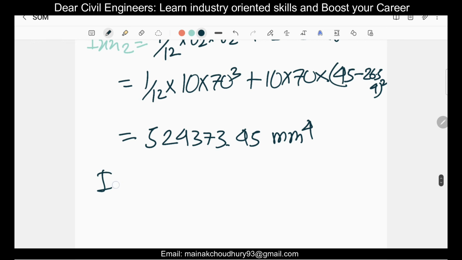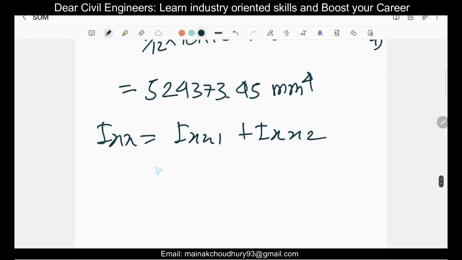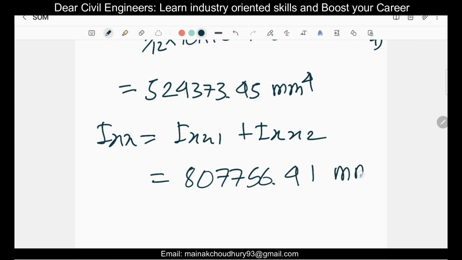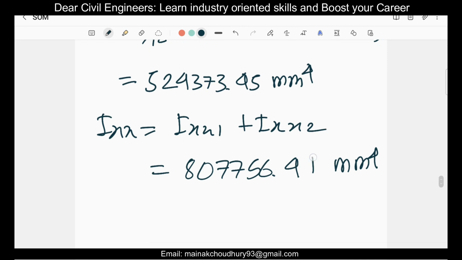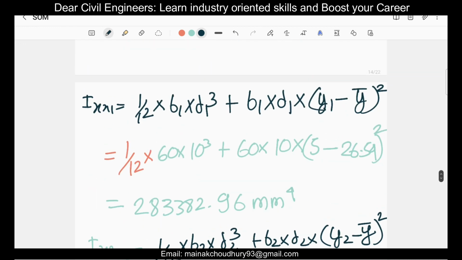So now Ixx, if you calculate, it will be Ixx1 plus Ixx2. So it will come as 807756.41 mm to the power 4. So this will come as the result here. Similarly, you can go for Iyy1 and Iyy2.